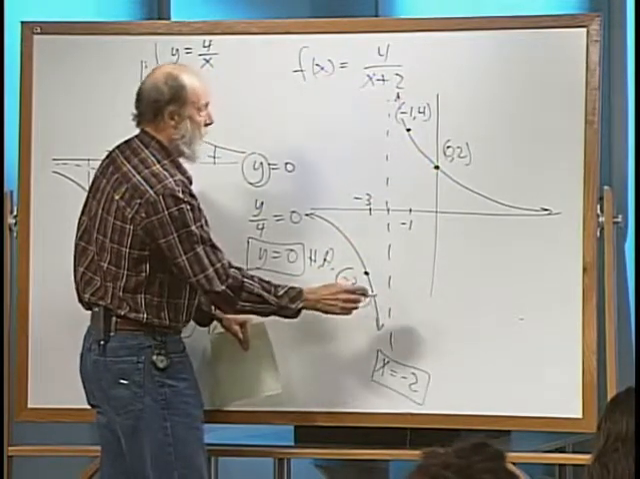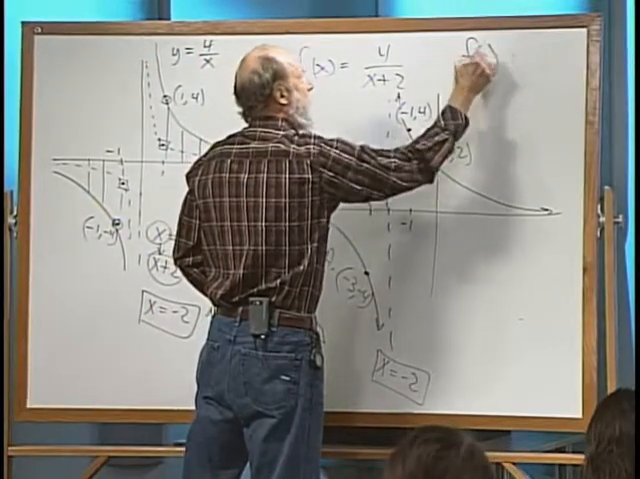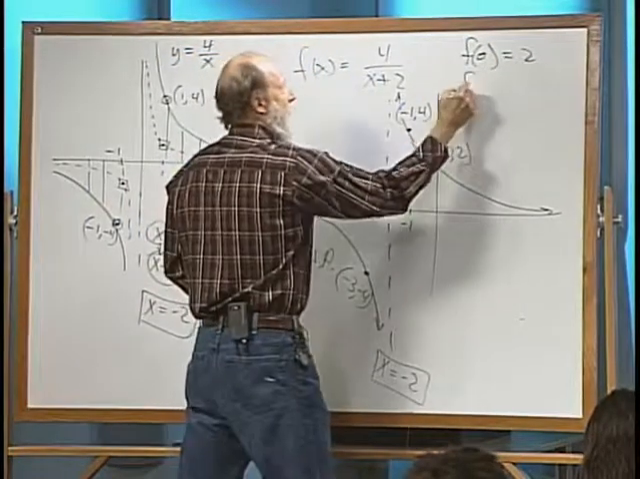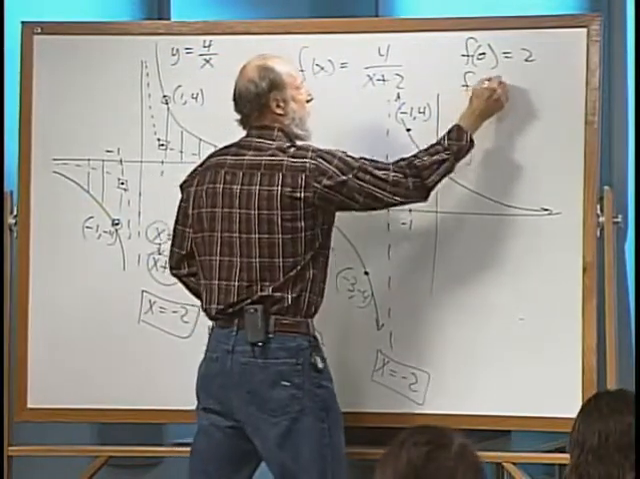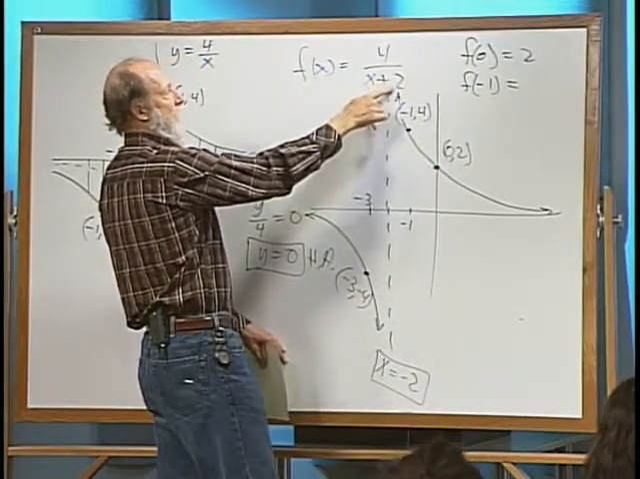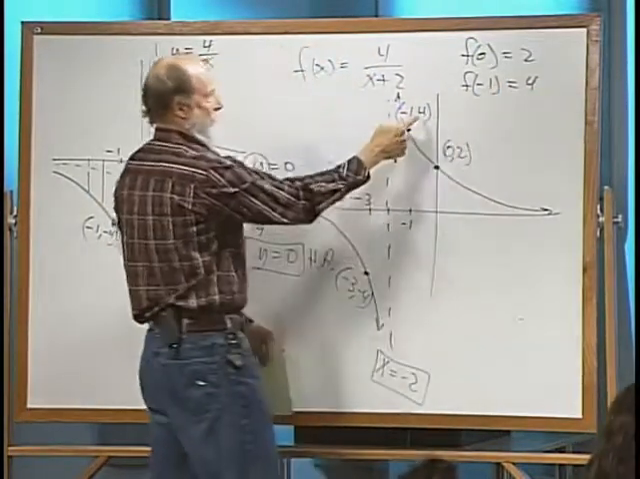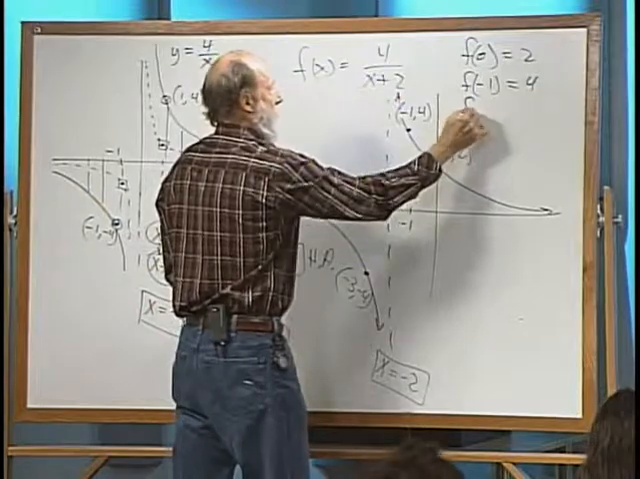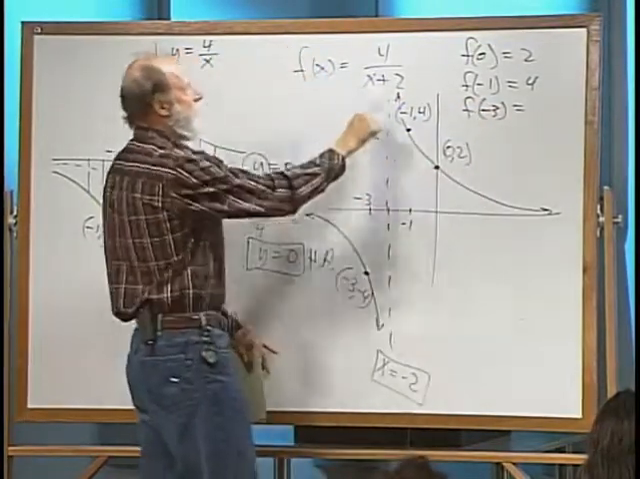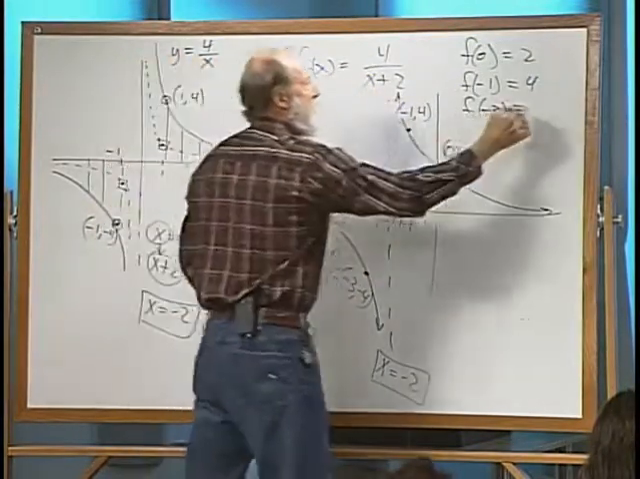Let's check those points out. f of 0 is 2. f of -1, put -1 in here, add 2 to that, and you get 1, so you get a value of 4. That fits this point. And then finally, if you go over to the left at -3, further to the left, put -3 in here, 4 over -1 is -4.